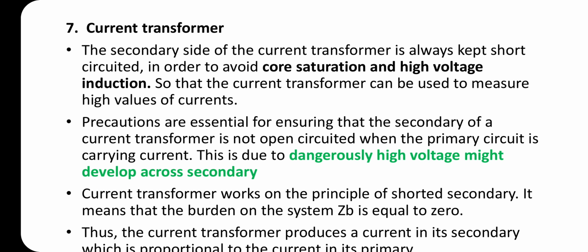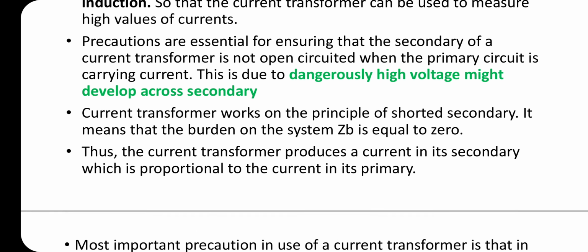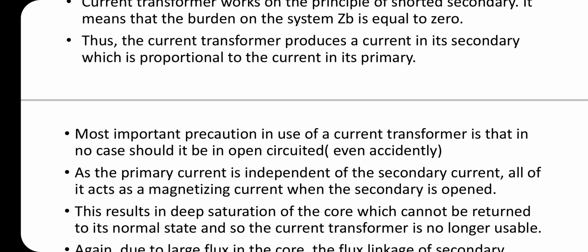Seventh one, what is a current transformer? The secondary side of a current transformer is always kept short circuited in order to avoid core saturation and high voltage induction, so that the current transformer can be used to measure high values of current. Precautions are essential for ensuring that the secondary of a current transformer is not open circuited when the primary circuit is carrying current. This is due to dangerously high voltage that might develop across the secondary. Current transformer works on the principle of shorted secondary. It means that the burden on the system ZB is equal to 0. Thus, the current transformer produces a current in its secondary which is proportional to the current in its primary.